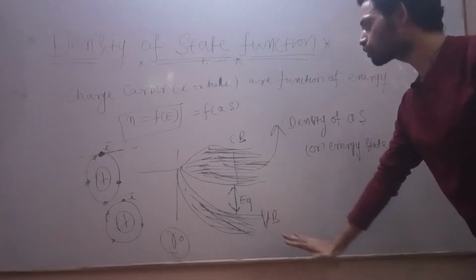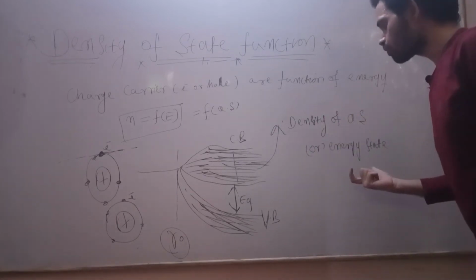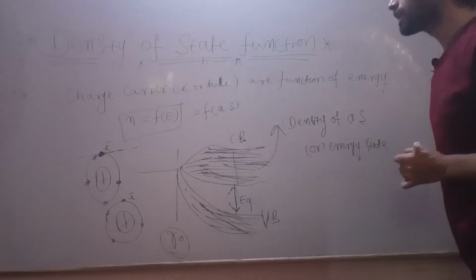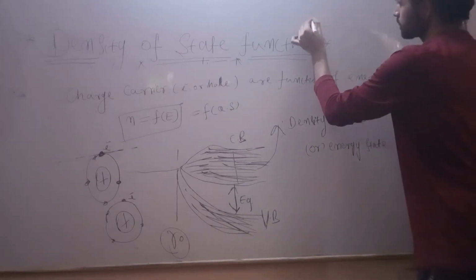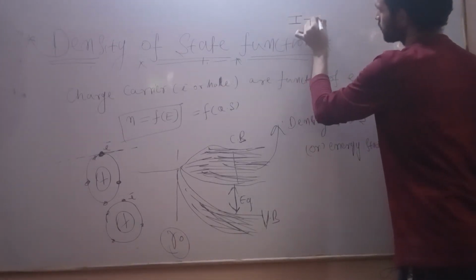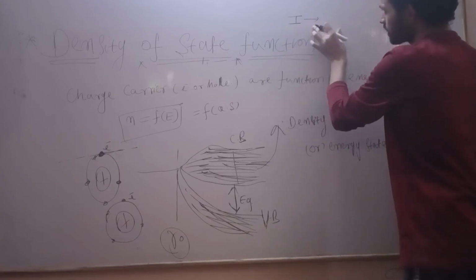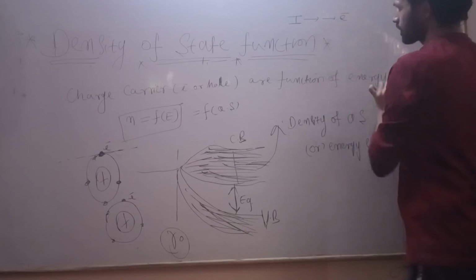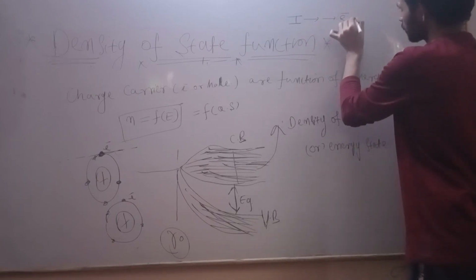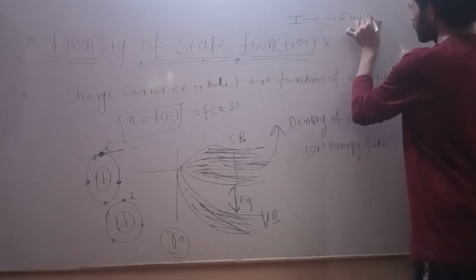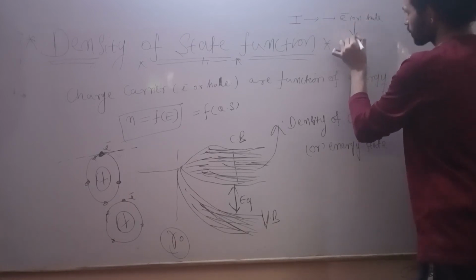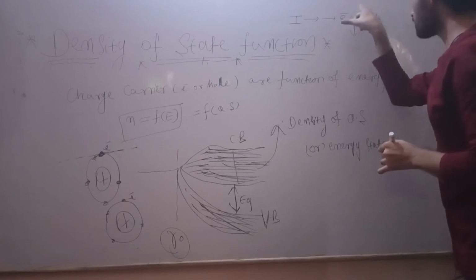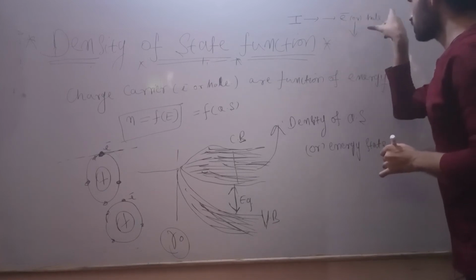So this is what we want to find. Why do we want to find this density of quantum states or energy states? Because we want to determine the number of electrons. This is my current. For current, what is needed? Flow of charge carriers, like electrons or holes. These are charge carriers.